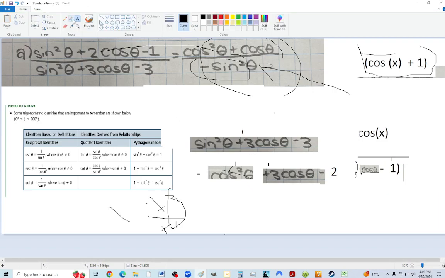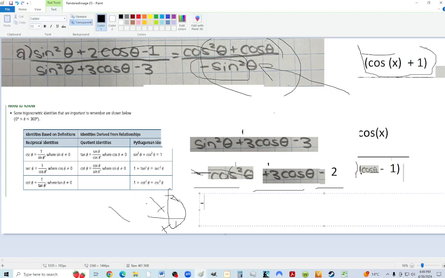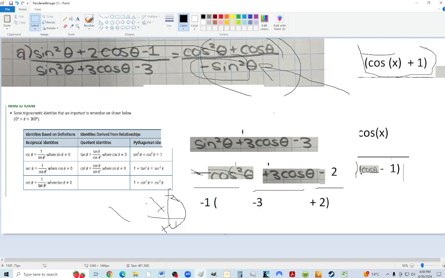And then I can see that there's a minus in front of this cos squared. And generally when I'm factoring, I don't like minus. So I'm going to divide everything by -1 and put the -1 in front. If I divide everything by -1, I get cos squared minus 3 cos plus 2. So I get cos squared.